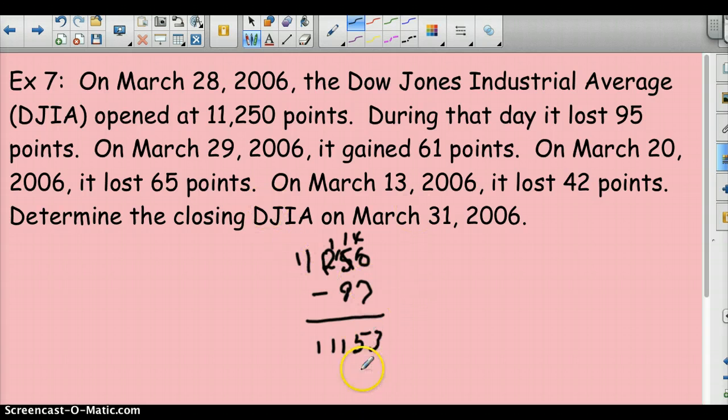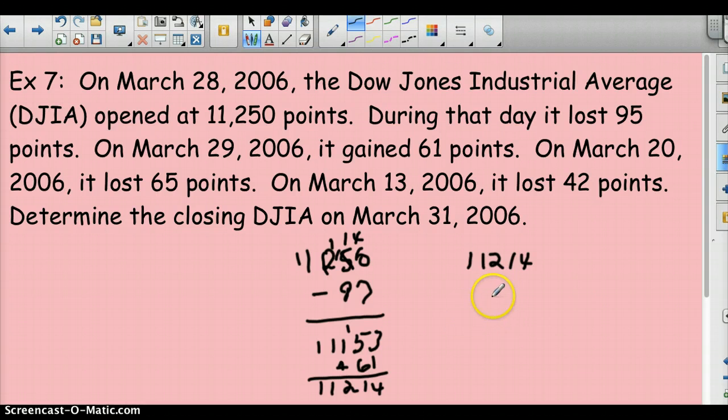On the second day, it gained 61 points. So we will add 61 here. All right, 3 plus 1 is 4. 6 plus 5 is 11. 1 carries to the 1. 1 plus 1 is 2. I got 112,014 after that day.